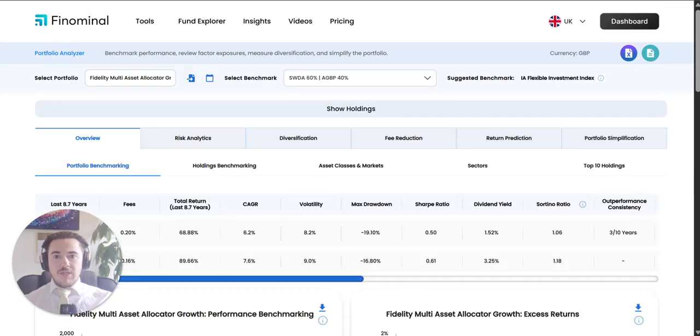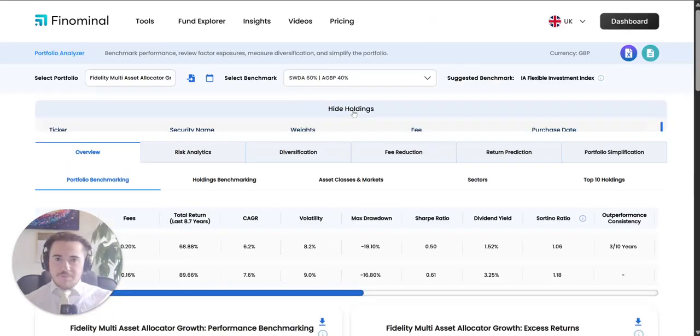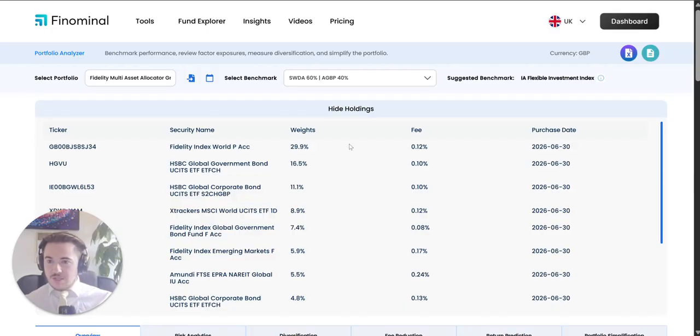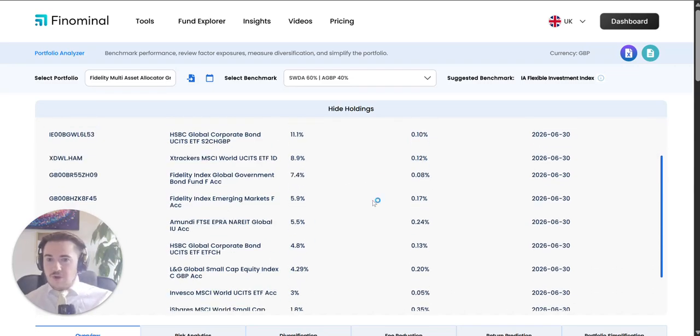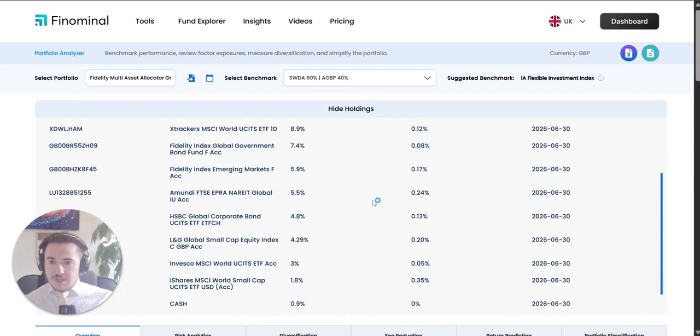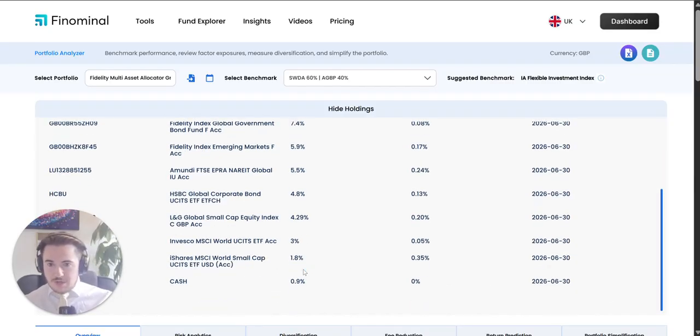So without further ado, let's head over to the Finominal Portfolio Analyzer, where I put in that SWDA 60% and AGBP 40% benchmark. Let's initially look to the holdings of the Fidelity portfolio, where we can see quite an overlap is what I would say in regards to these holdings, but it could be down to fund manager diversification. So in regards to Fidelity Index World, just under 30%, Xtrackers MSCI World, just under 9%, as well as Invesco MSCI World, 3%. So we've got 3 overlapping global equity funds there, I would say. But again, that could come down to manager diversification.